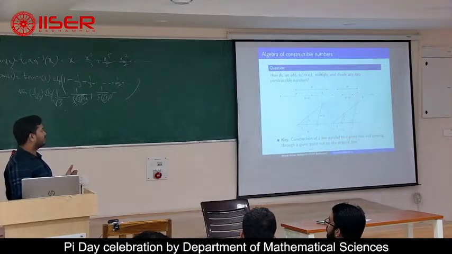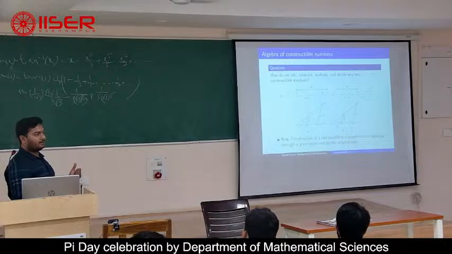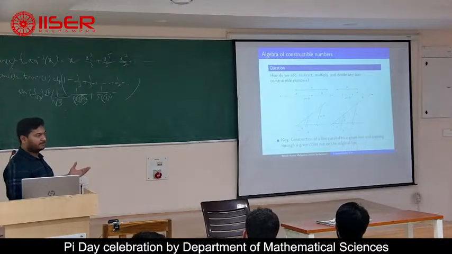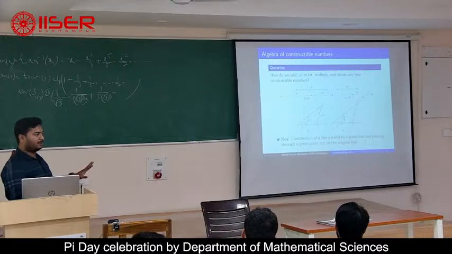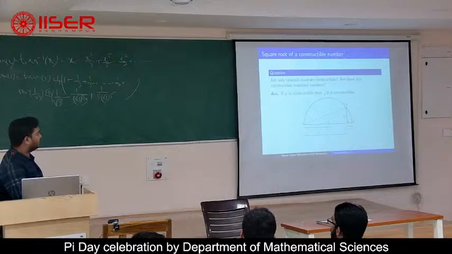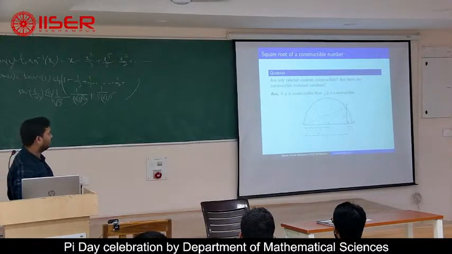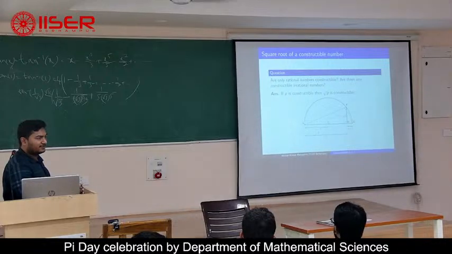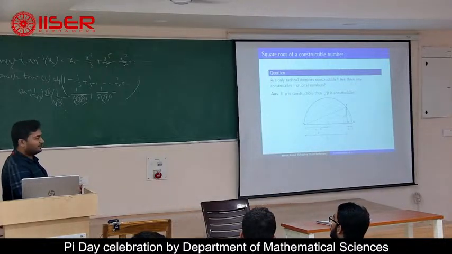Okay. So if a and b are integers, then we can construct all rationals, right? Because we know how to divide, how to find the distance a by b. So all rationals are constructible. Now the question arises whether only rational numbers are constructible or there is something more. Okay. So the answer is that if p is constructible, then the square root of p is always constructible. Okay. So how to do this?